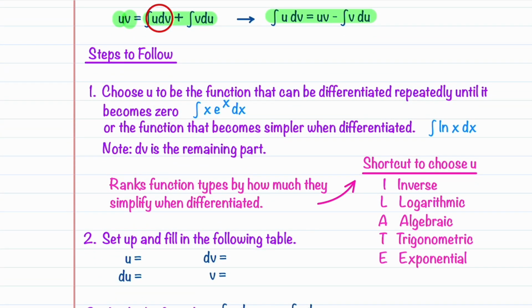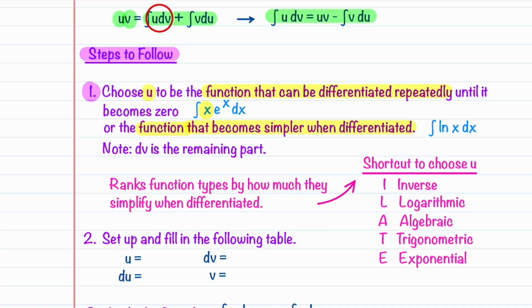Now that we know the formula that we need to use, let's go over the 3 steps that you can follow when integrating using integration by parts. Step 1 is by far the hardest, and in step 1, we are going to choose u to be the function that can be differentiated repeatedly until it becomes 0. An example of this would be the x in this integral x e to the x dx, or we can choose u to be the function that becomes simpler when differentiated.